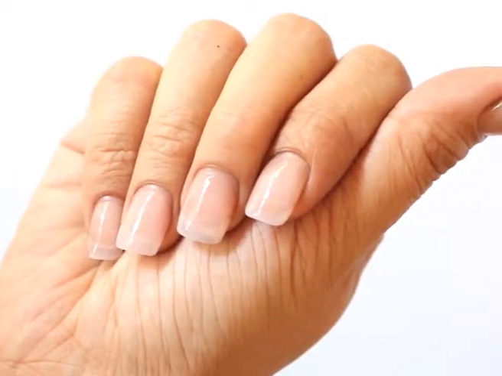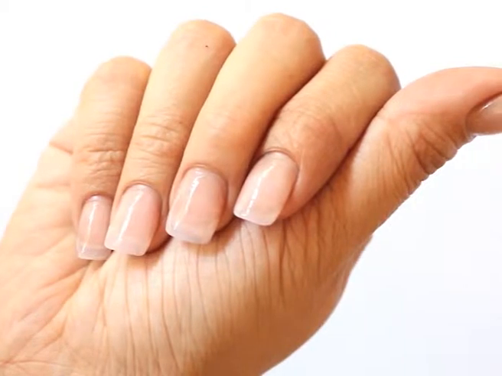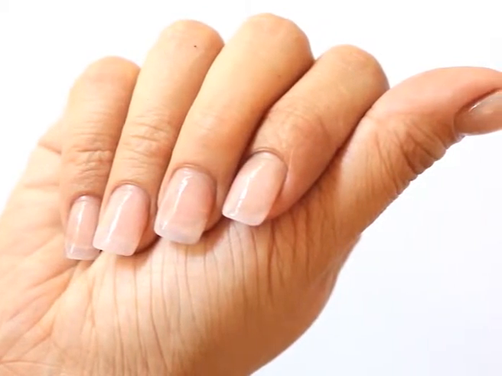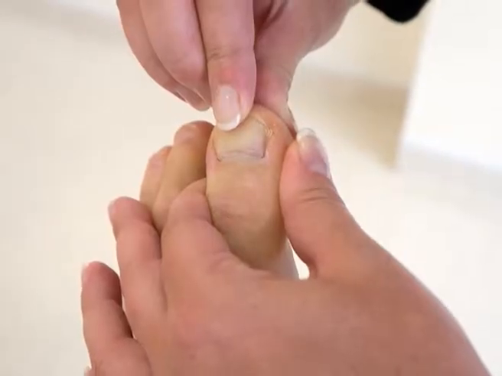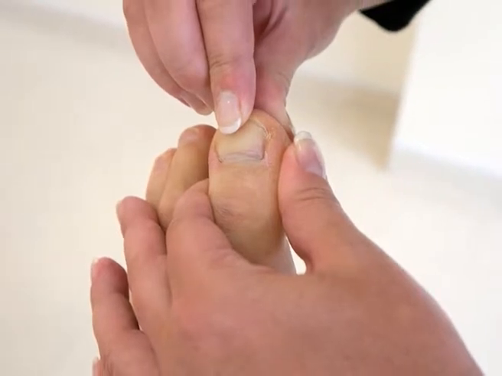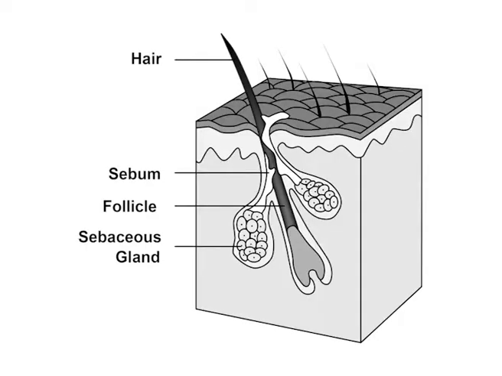Nails. Keratin shows up again in the form of plates found on ends of the fingers and toes. Underneath each nail is a nail bed with a root at the proximal end. Sebaceous glands. These glands are connected to the hair follicles. They produce sebum, which is an oily substance that helps keep the hair flexible.